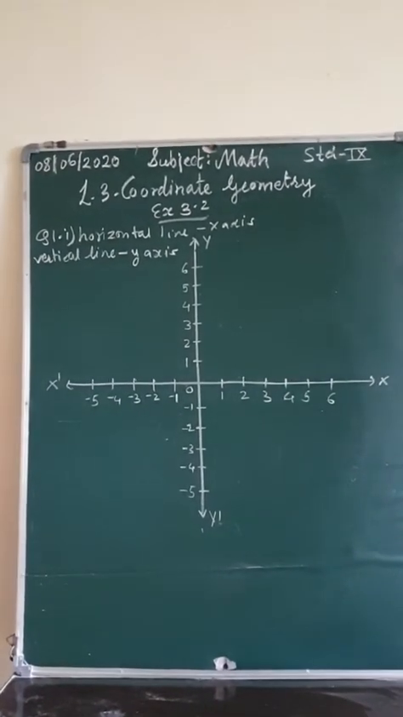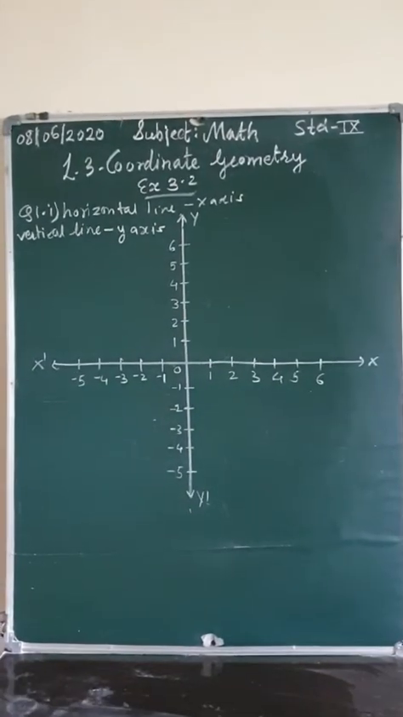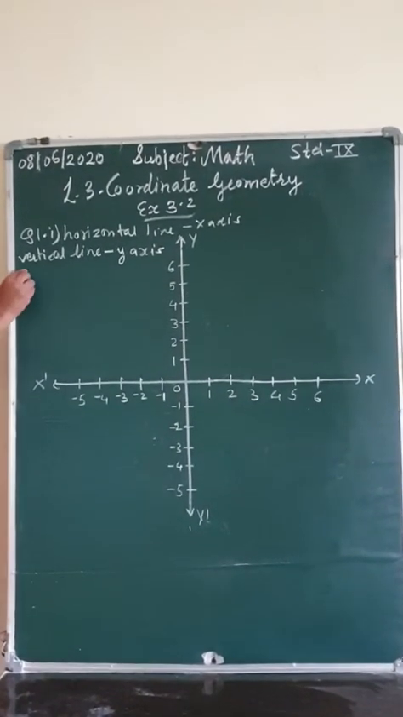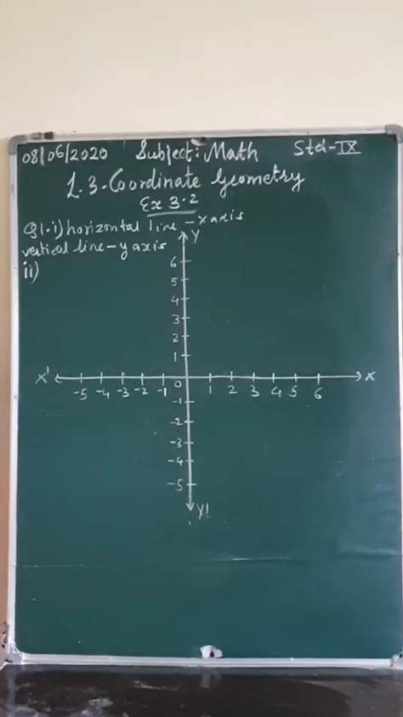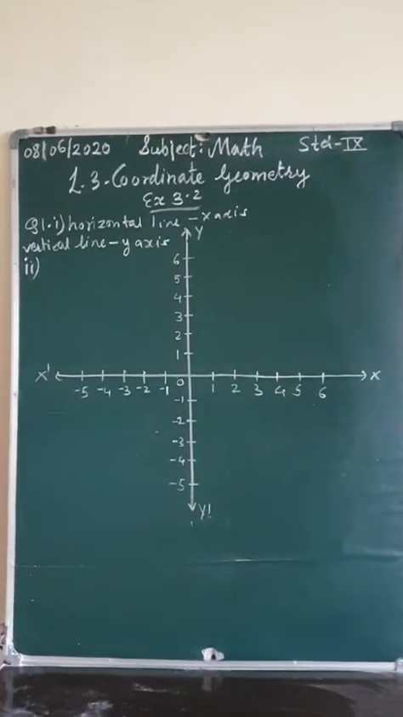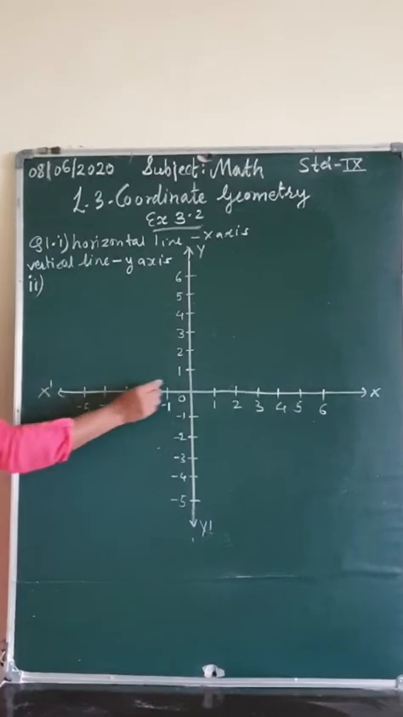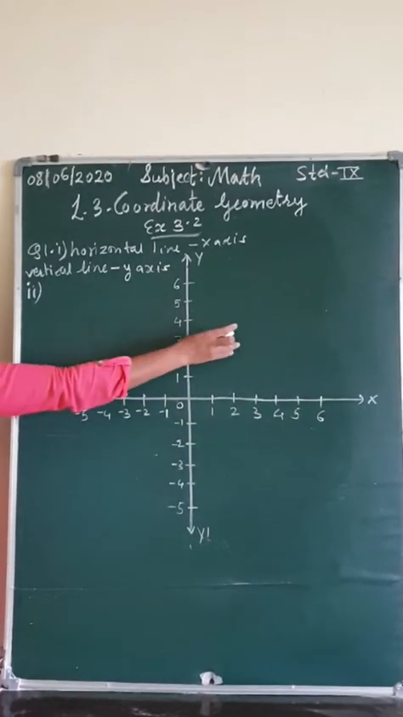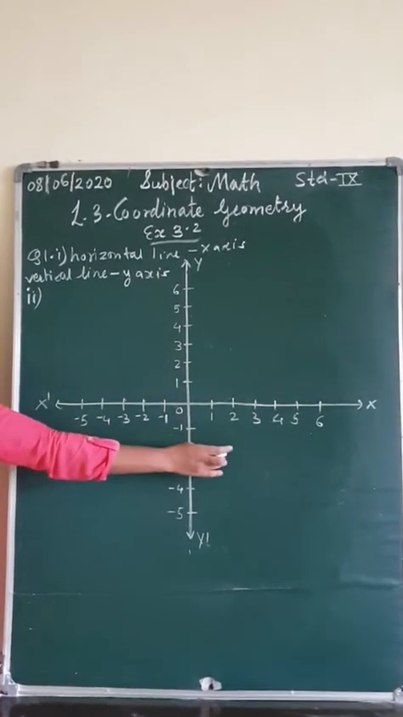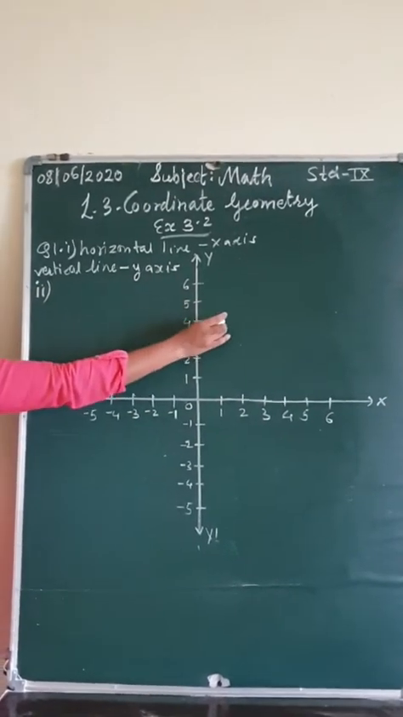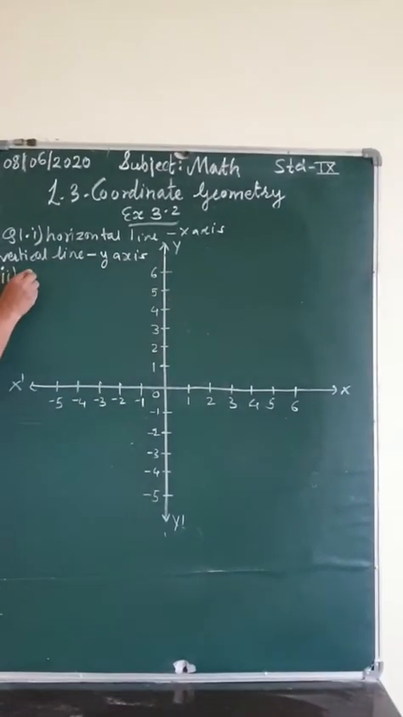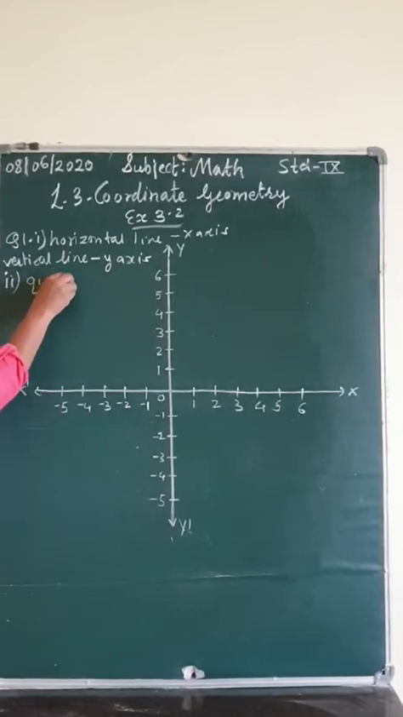Now, the second question they have asked is, what is the name of each part of the plane formed by these two lines? So you can see from these two lines, how many parts are formed? 4 parts are formed. And what is each part known as? Yes, it's a quadrant.